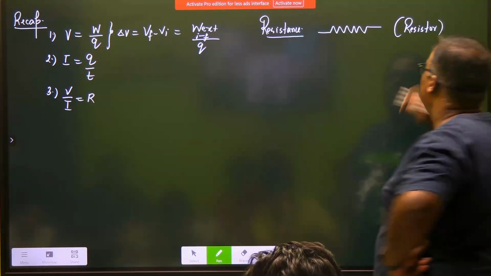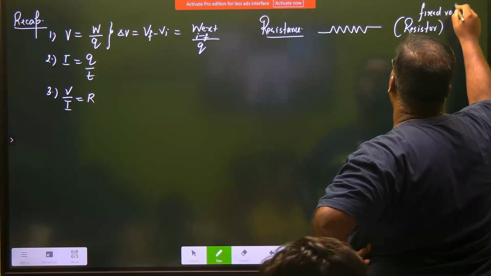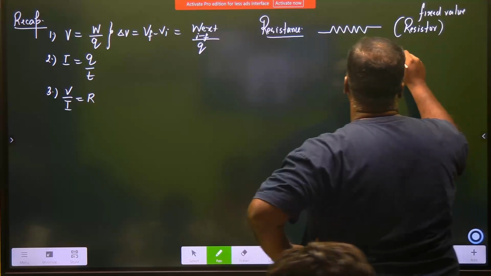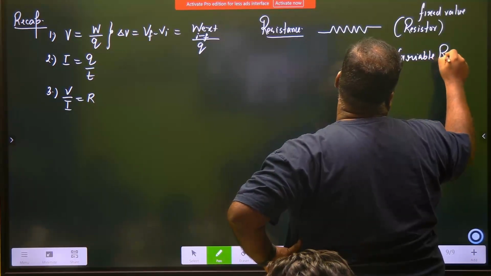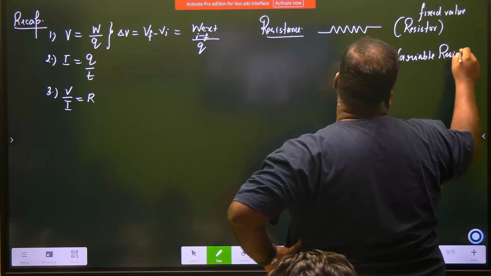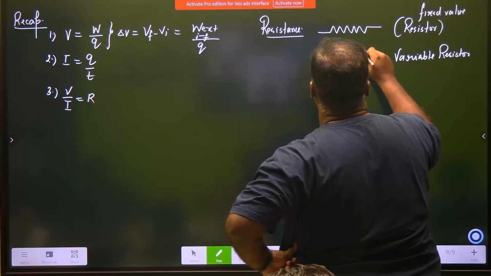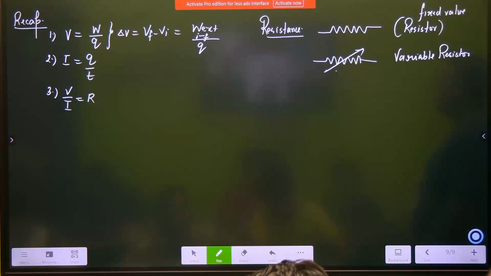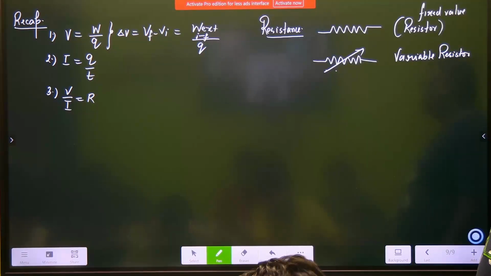So this resistor is a fixed resistor. Fixed means fixed value resistor. Then we also have something which we call a variable resistor. A variable resistor in a circuit diagram will usually be represented by an arrow like this. If you see any old radios or music systems, then the volume button is actually a variable resistor. Volume button is known as a variable resistor.